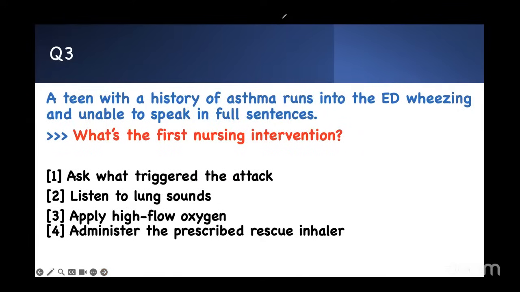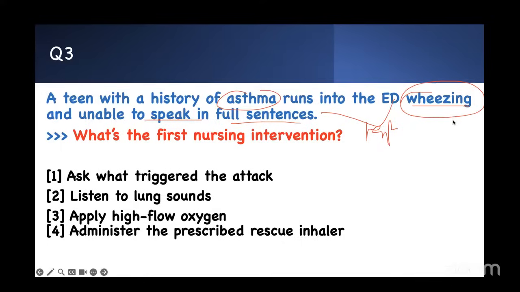What is the first nursing intervention? A teen with a history of asthma runs into the emergency room, wheezing and unable to speak. I share this question to let you know sometimes the NCLEX is not going to trick you. They will give you raw information. They expect you to apply some test-taking strategy and some common sense. The patient has asthma. He came in wheezing and is unable to speak in full sentences. This alone tells you he is in respiratory distress, an acute asthma exacerbation.